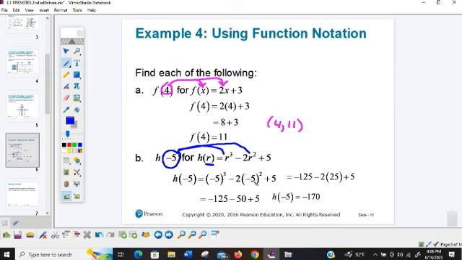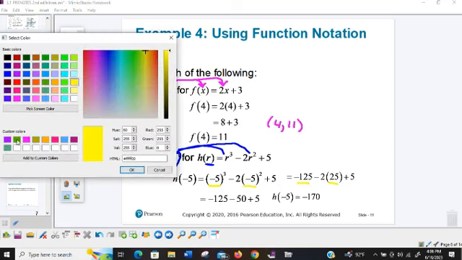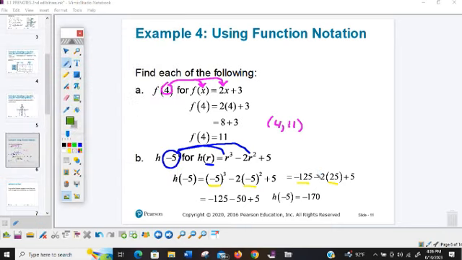Minus 2 times, we need to do this. Negative 5 times negative 5 is positive 25. And then plus 5. So what we did in that step is we took this and this. We cubed it and we squared it. So now what we have left is we've got addition, subtraction, and some multiplication. The next thing we need to do is the multiplication here. So I'm going to do 2 times 25, and that gives me this 50.